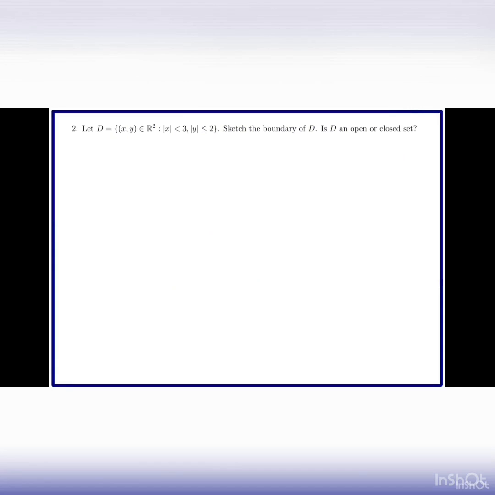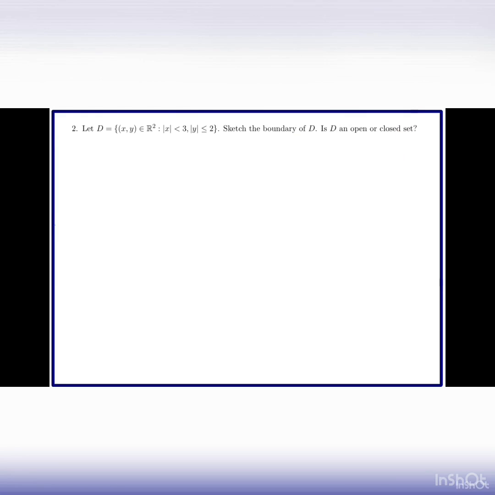For question 2, they give us a set D defined by this, where the absolute value of x is less than 3, the absolute value of y is less than or equal to 2. They ask us to sketch the boundary of the set, and then also whether the set is open or closed. So I'm first going to discuss the boundary, and then I will discuss whether it's open or closed.